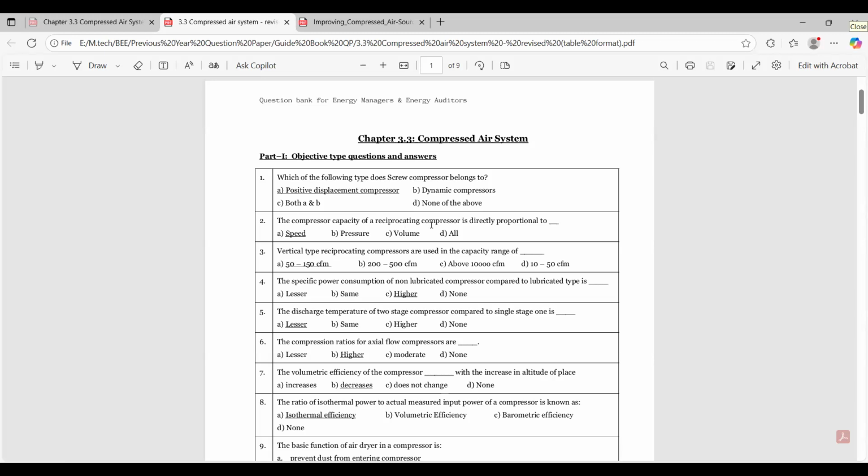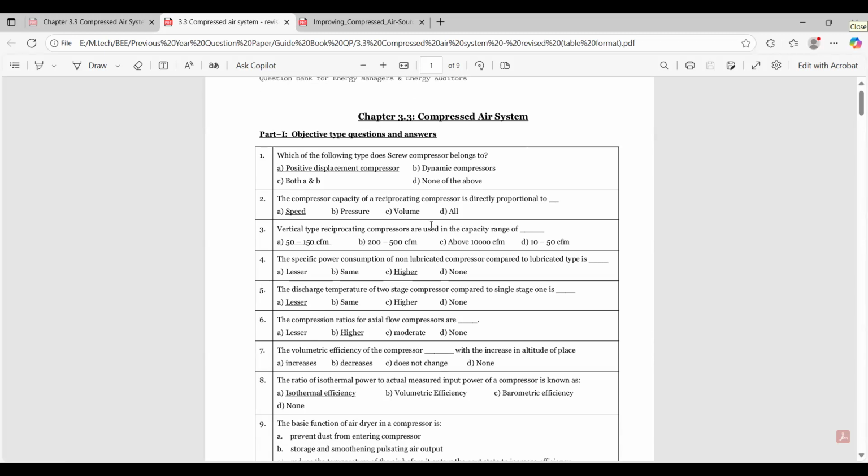Compressor capacity: you can answer those, I don't need the explanation, or you can give the explanation why this is so. The compressor capacity of a reciprocating compressor is directly proportional to the speed of compression. The revolution or speed of the compressor is important. Vertical type reciprocating compressors are used in the capacity range of 50 to 150 CFM. For higher CFM capacity, horizontal type and slanting type are used.